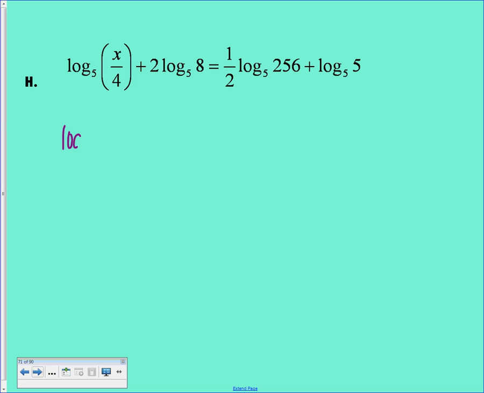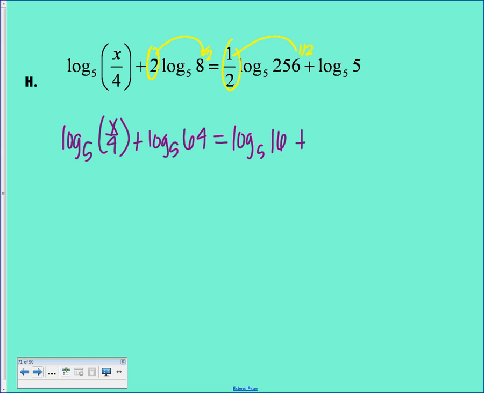So I've got log base 5 of x over 4. Okay, and the first thing I always look for in all of these problems, okay, is if I have a coefficient that I can move to become a power. So that's going to become log base 5 of 8 squared, which is 64. Okay, on the right side, I see another coefficient, so I'm going to move that. So that becomes 256 to the 1/2. So I've got log base 5, 256 to the 1/2 is 16. Okay, plus log base 5 of 5.